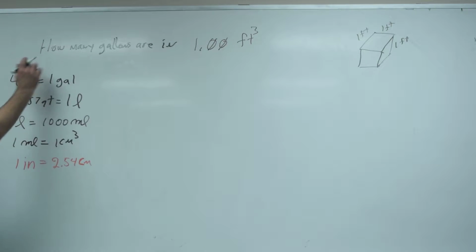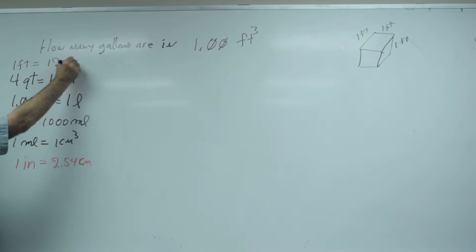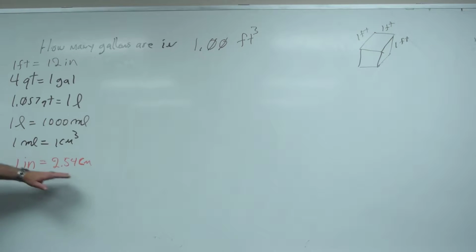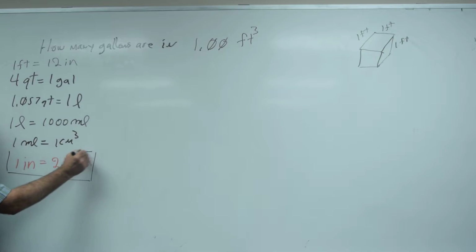Now, I didn't write this here, but 1 foot is defined as having 12 inches. And if you don't know this, let me know. Incidentally, this conversion, which goes from the English system of length to the metric system of length, 1 inch is 2.54 centimeters, is one of the conversion factors you are required to memorize. That's why I put this in red.